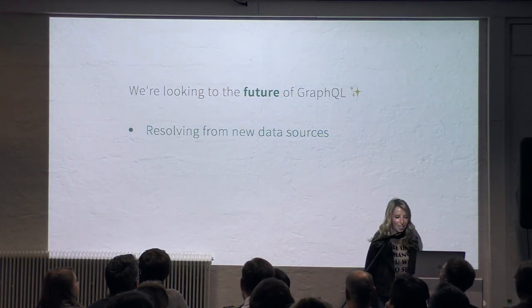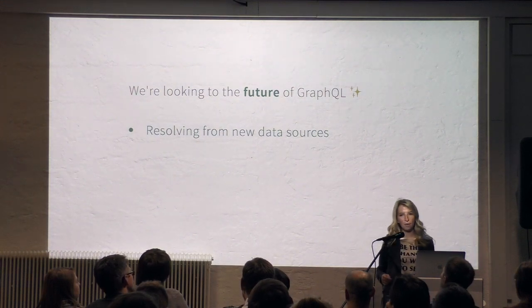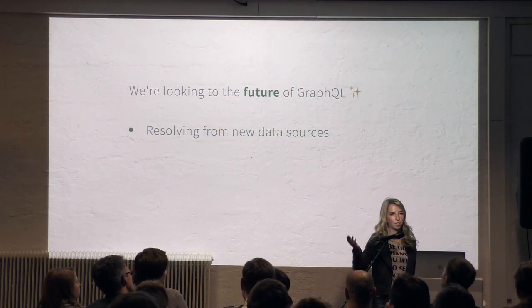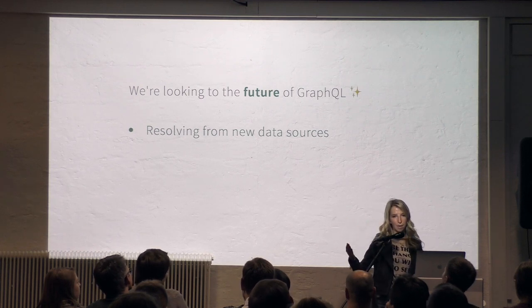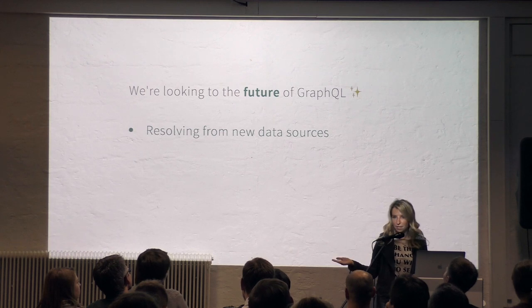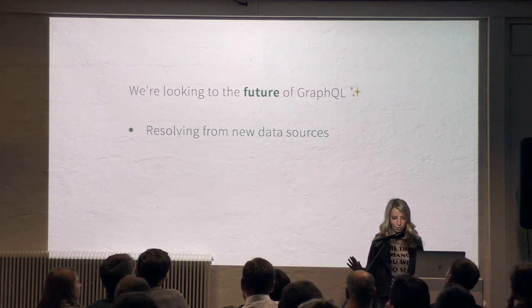The reason for that is because we're looking to the future of the GraphQL ecosystem. So kind of the first question that comes to mind is, GraphQL is a query language. So how do we use that query language for different types of data sources? Many data sources can send back a JSON response. That's really the only requirement here. So why do we have to limit ourselves to just GraphQL servers?